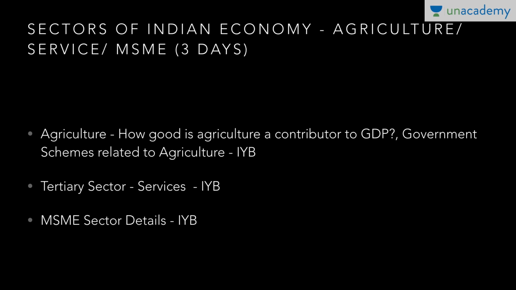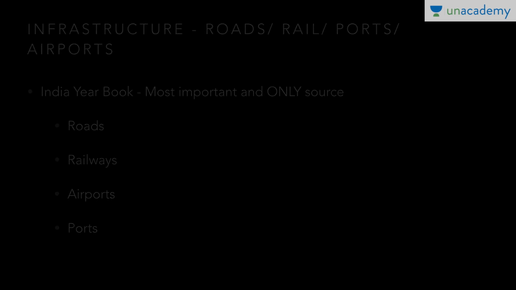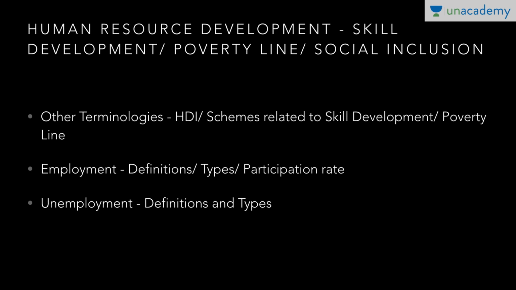Sectors of Indian economy, all these things have to be studied from India Yearbook. Agriculture, tertiary sector, MSME sector. Then comes infrastructure, again India Yearbook, the most important source: roads, railways, airports, ports, everything from India Yearbook. Human resource development, PD Special Edition, internet, human development index, employment, unemployment, all these definitions and types need to be understood.